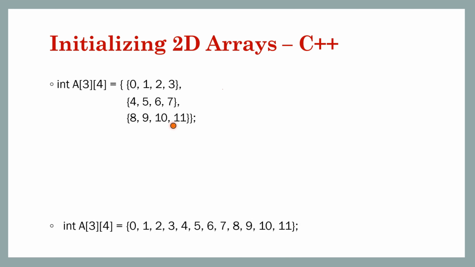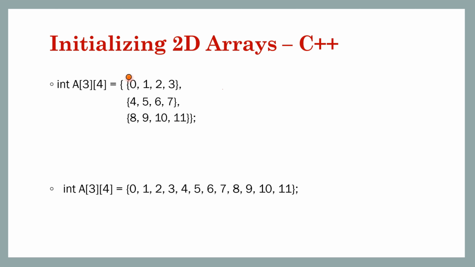This is one way. You can also skip these inner values and it will be filled in this same order. The first 4 values will comprise the first row. So 0, 1, 2, 3 will go into the first row, then 4, 5, 6, 7.